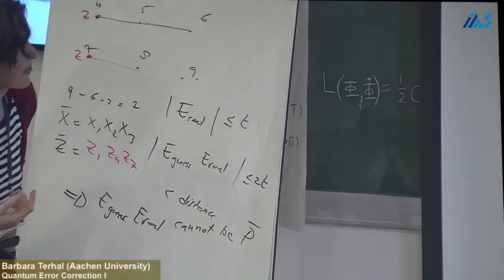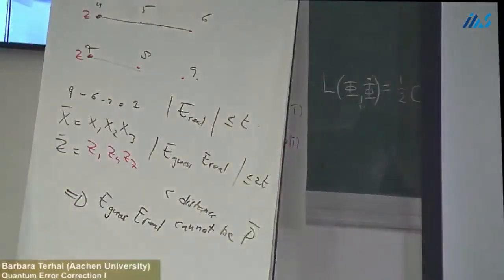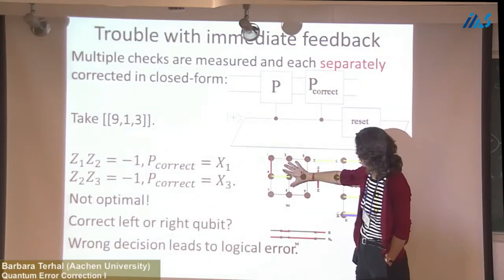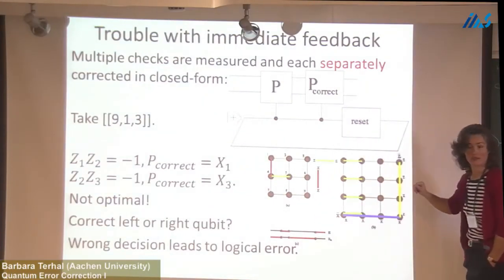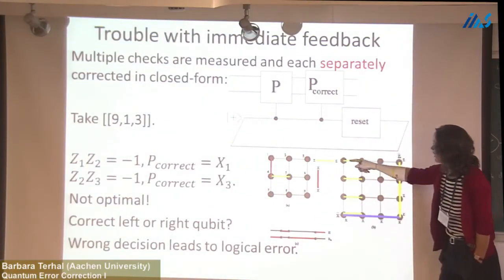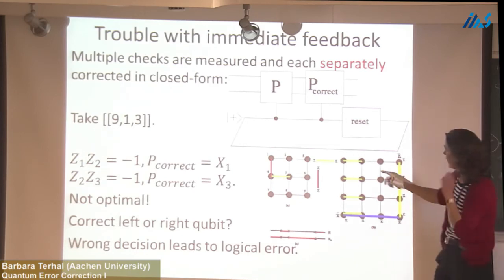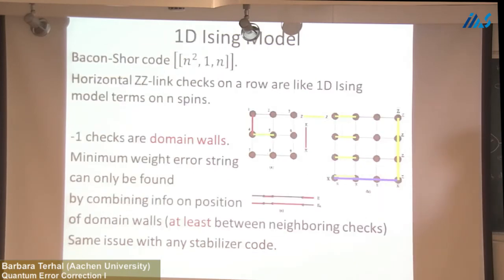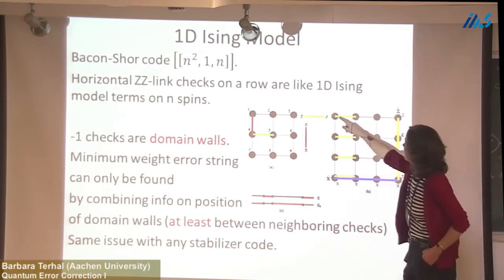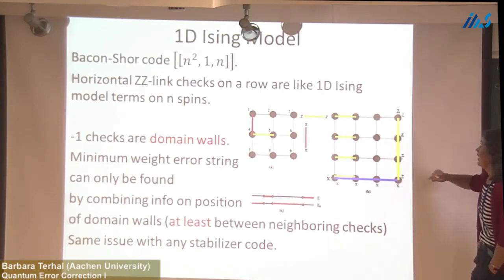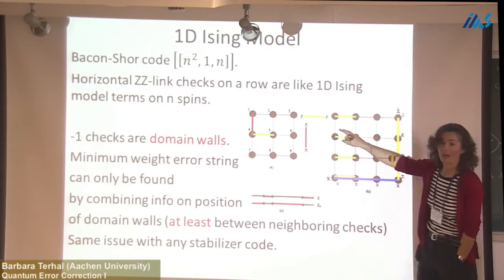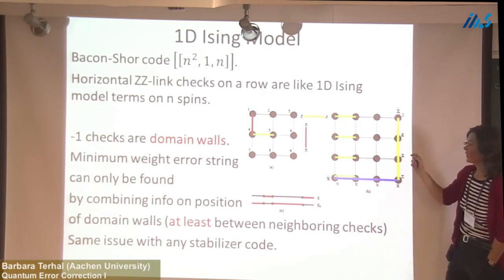Very simple. But now I want to extend this. I can generalize this code, not having 9 qubits, but something larger. Let's imagine I measure the checks on this line, and then you can maybe understand what happens. So I take the checks on this horizontal line, and these -1 checks I put in the middle, and they're like domain walls.